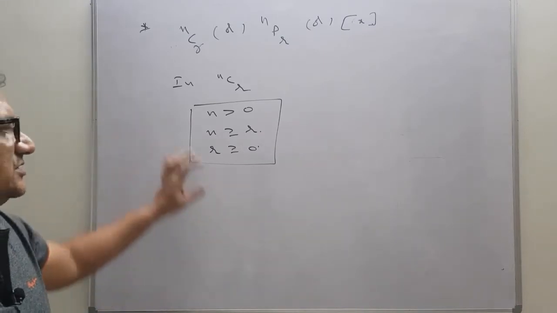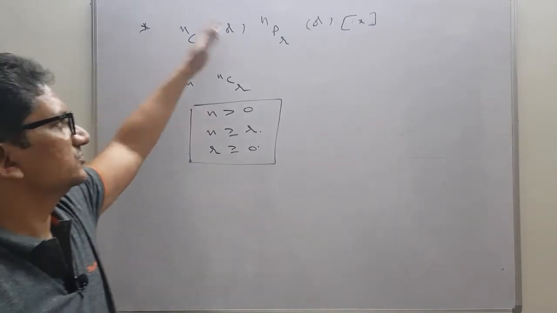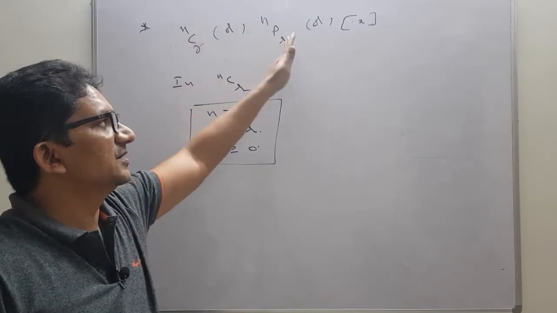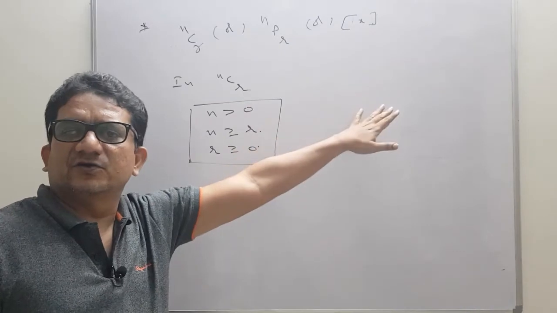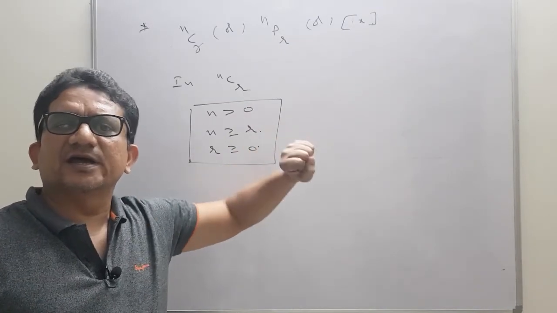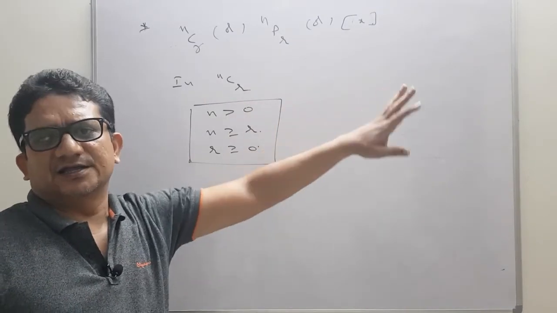If you remember these things, that is enough. Whenever the questions involve either nCr or nPr, by keeping these things in mind, first evaluate the domain. By using the domain, we will find the range.